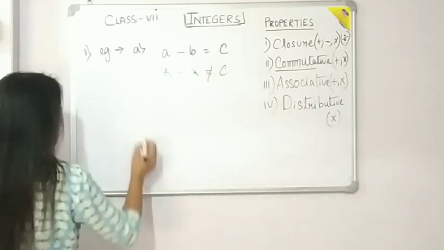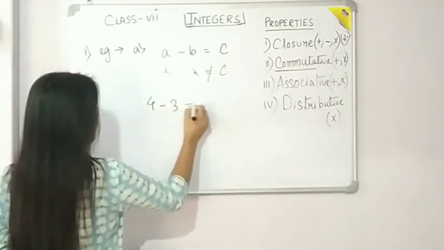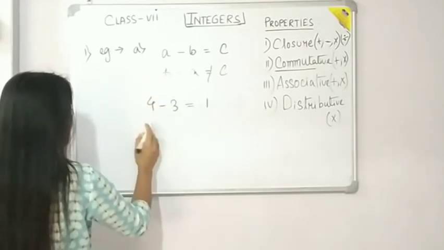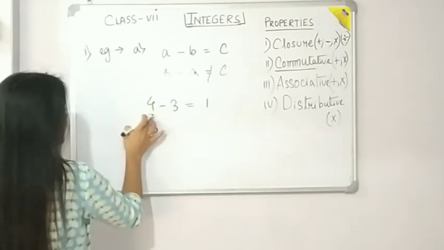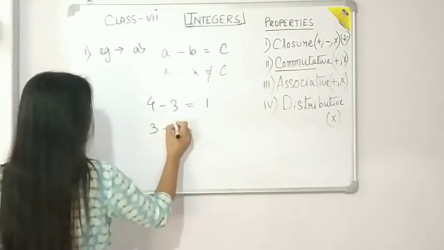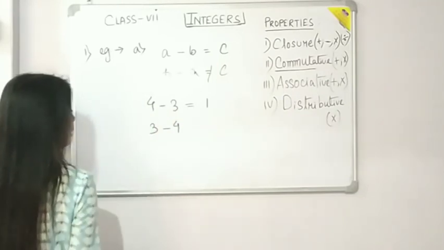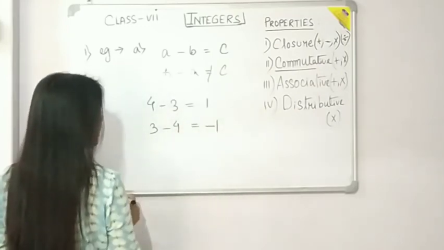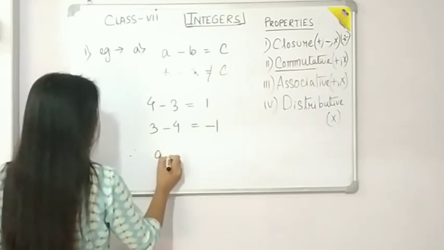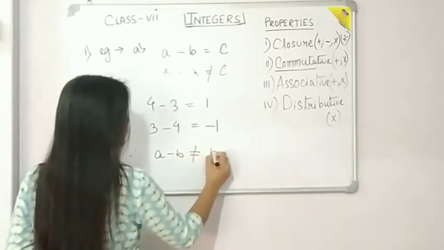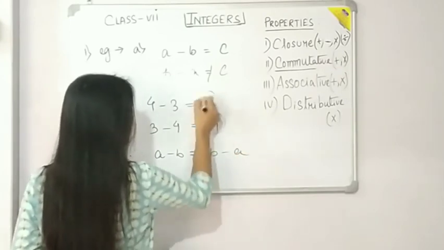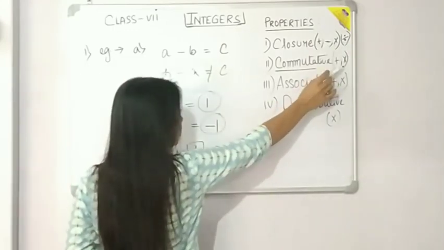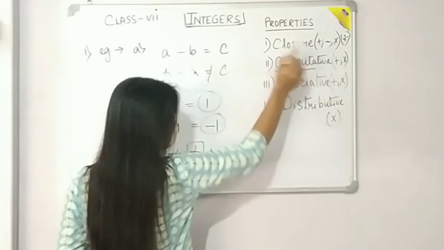So let us see. 4 minus 3 will give you how much? 1. Now what we have to do? We have to swap the numbers. That means we have to bring here 3 in the place of 4, and we have to subtract 4 in the place of b. It will become minus 1, which is not equal. So what will we write? A minus b is not equal to b minus a. As the answers are not coming the same, we have written here not equals. That's why I have not introduced any subtraction sign as well as division sign.